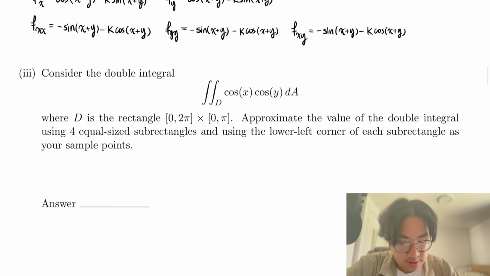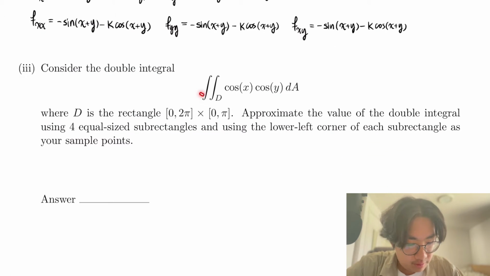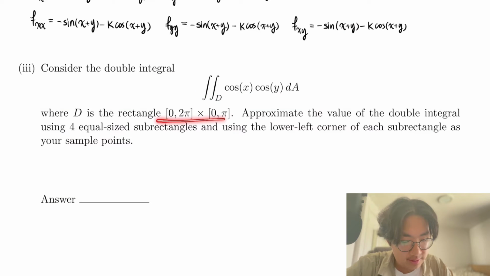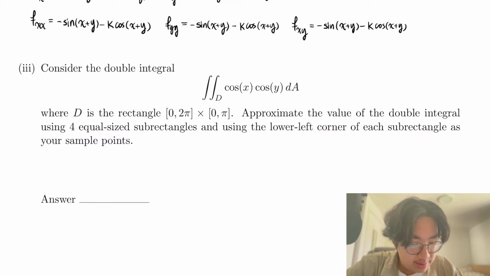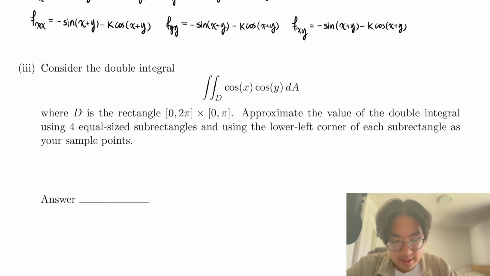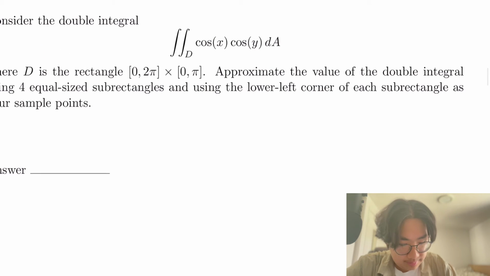Okay, last we want to consider the double integral right over here, where D is the rectangle. This is your x, and this is your y. We're going to approximate the value of the double integral using 4 equal sized subrectangles and using the lower left corner of each subrectangle as a sample point. So let's get into that.